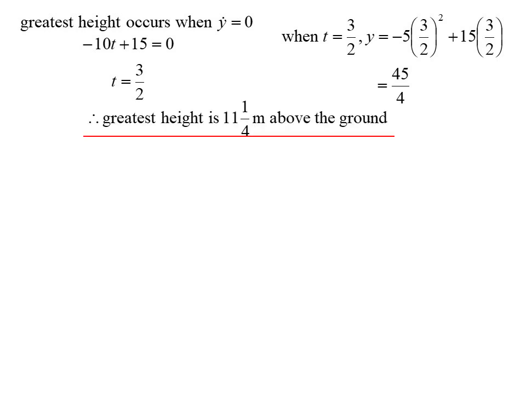Interpret the answer. I'm probably not going to write 45 on 4. Probably has more meaning if I say 11.25 metres above the ground. No, it doesn't matter. I mean, it can say 45 on 4.